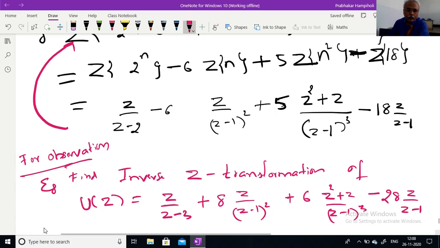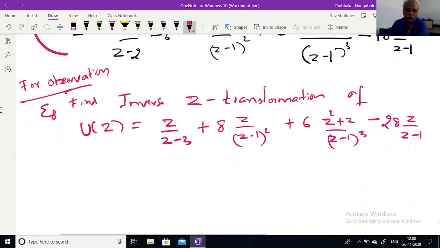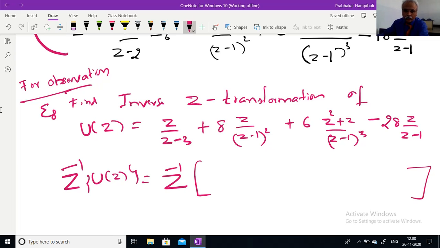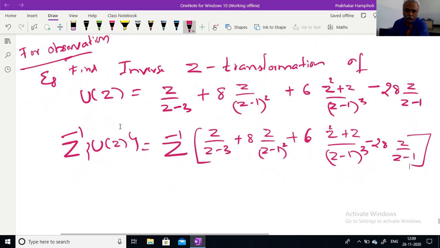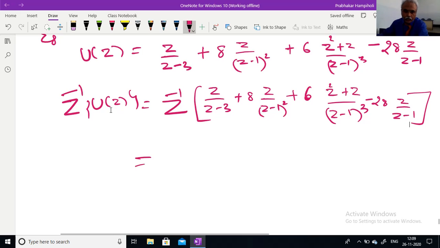Looking at this directly, without much discussion, first of all you should write z inverse on the left hand side and z inverse on the right hand side. Whatever is there, z by z minus 3 plus 8 into z by z minus 1 whole square, plus 6 times z square plus z by z minus 1 whole cube, minus 28 times z by z minus 1. Just like the Z transform, the inverse Z is also linear. Take the inverse Z to each term.